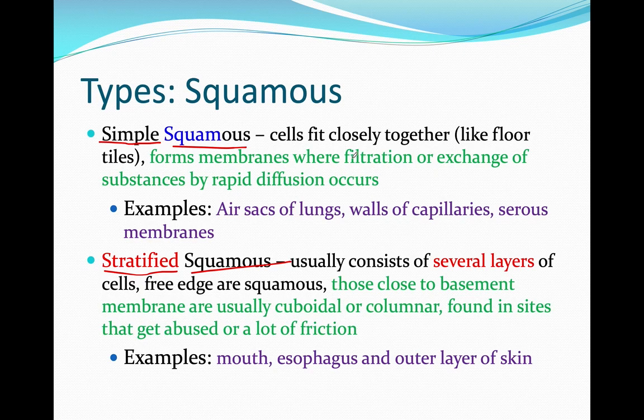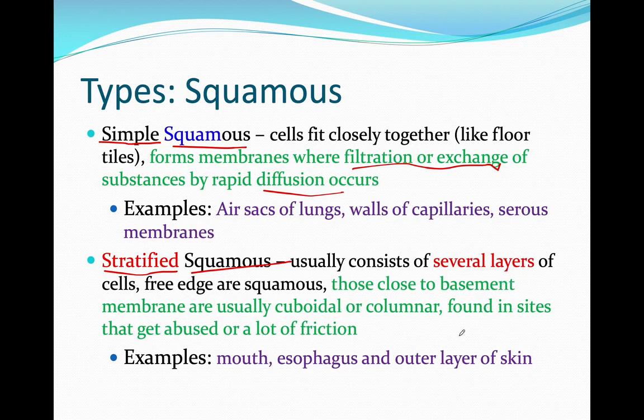So one of the things that we looked at is we just said that simple squamous is because I want to be able to exchange stuff. So it's going to form membranes for filtration and exchange of substances. We need to be able to diffuse quickly. So the lungs, the blood vessels, and my serous membranes.